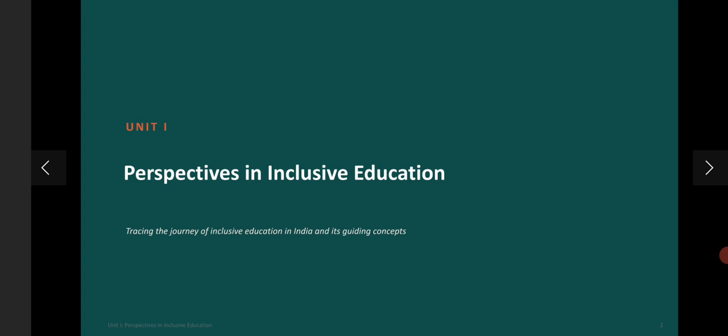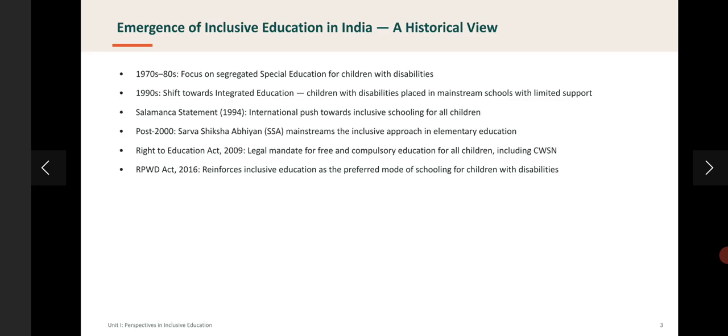Okay, so first, the emergence of inclusive education. How it has emerged, where it started. Everything has a history and a starting point, right? So where it started, how it happened: the historical view of inclusive education in India. During the 70s and 80s period, the focus was segregated, only up to special education, specifically for the children with disabilities.